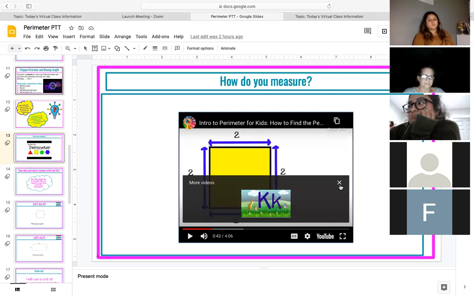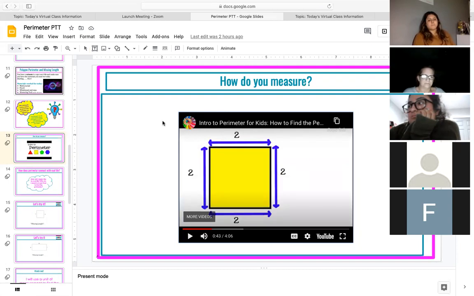So I forgot about this, or I don't know if I mentioned it at the beginning of class when I asked what are some strategies to find perimeter. Remember some attributes of a square? What do we know about a square? It has 4 sides. All the sides are equal. Yes, correct. They're all equal sides.